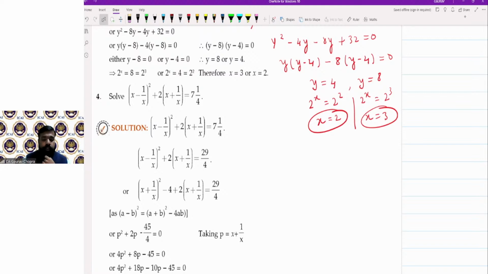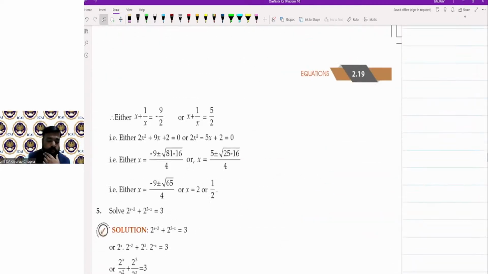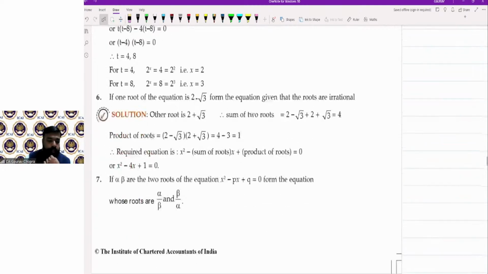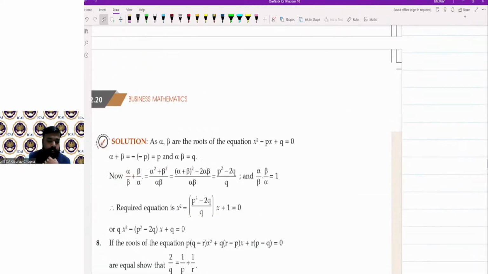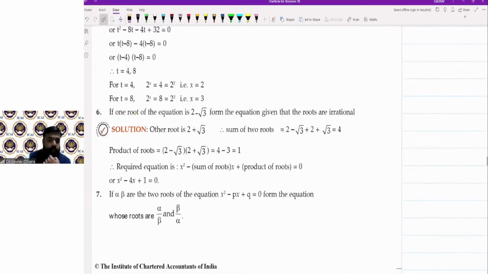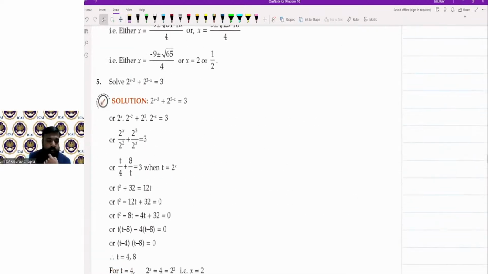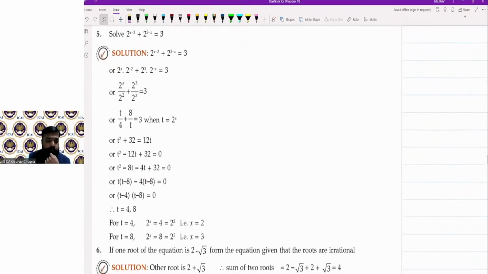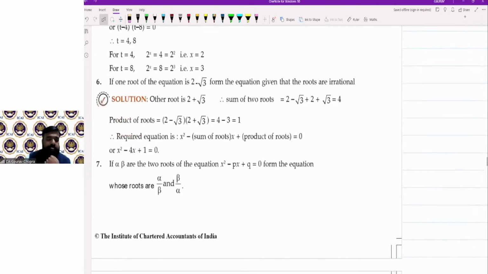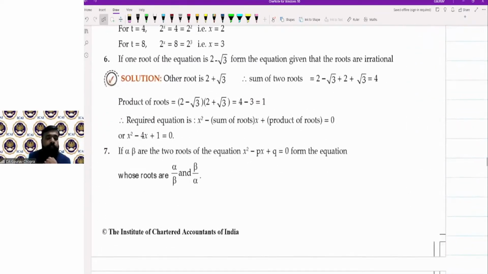Then comes illustration number 4, 5, 6, 7, 8. Let's try now; illustration number 5 is similar to what we have done now. Sixth one. If one root of an equation is 2 minus root 3, then form the equation given that the roots are irrational. Now we have to form the equation. So it is very much easy.